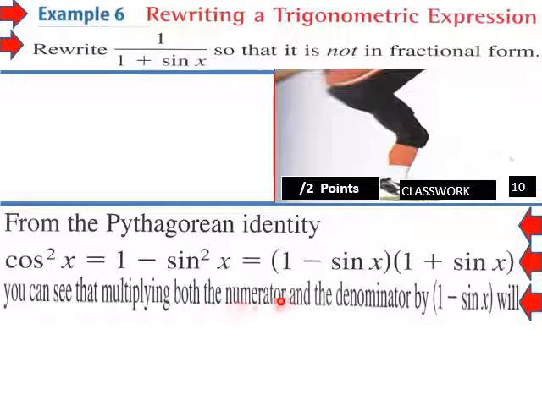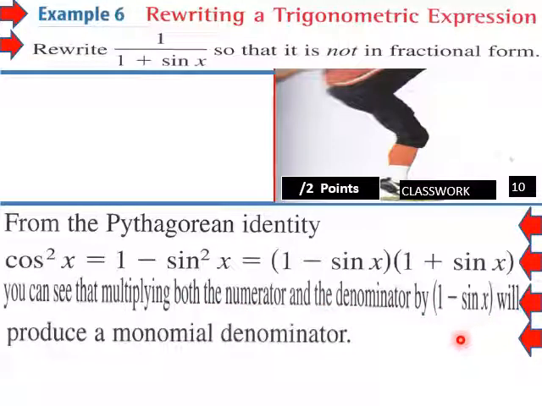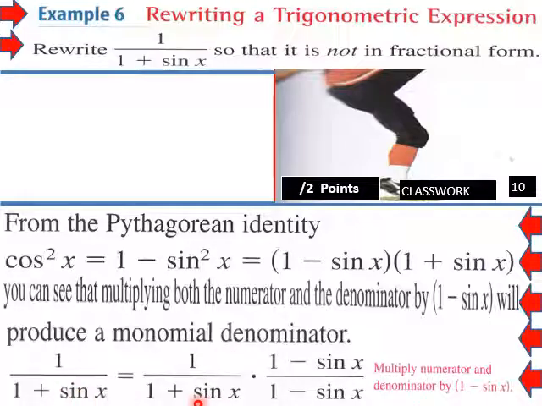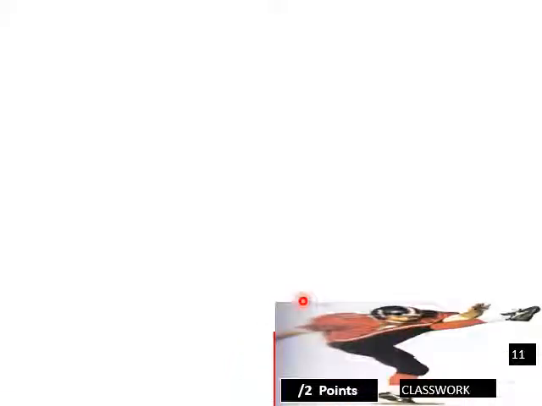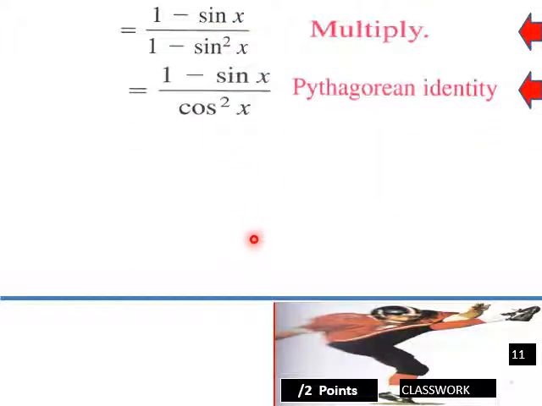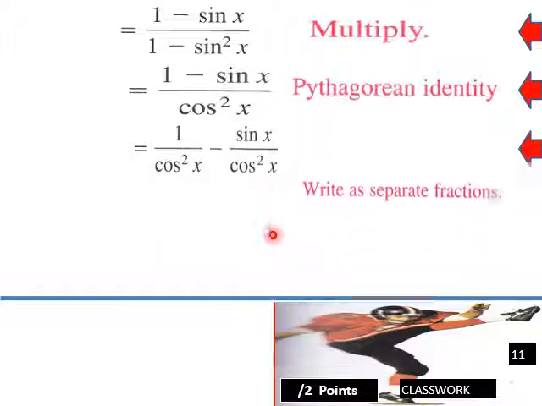So by multiplying both numerator and denominator by 1 minus sine x, we'll produce a monomial denominator. So by doing that, we multiply 1 plus sine x times 1 minus sine x over 1 minus sine x, which is 1. We can use our identity property of multiplication to do that. Then once we do that, we end up with this here, 1 minus sine x over 1 minus sine squared x, which is the same thing as cosine squared x in our denominator. So we have 1 minus sine x over cosine squared x.